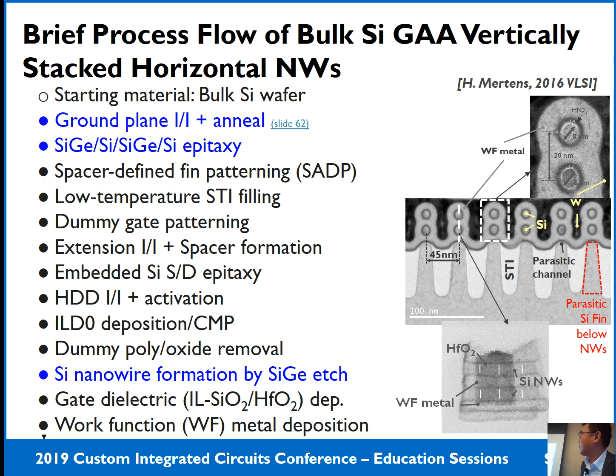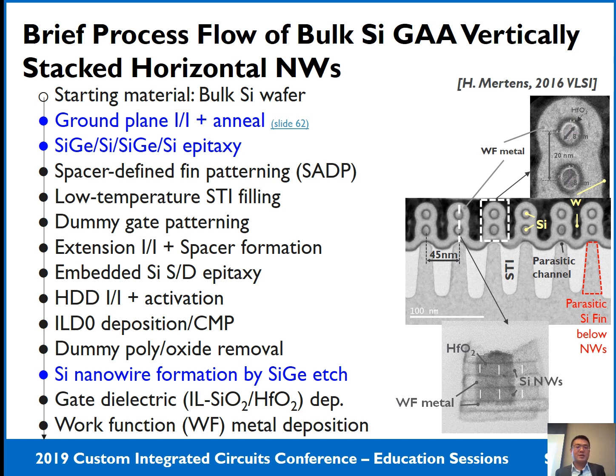So they are ground plane implant, the silicon germanium silicon germanium silicon epitaxial, and then the third one is a silicon nanowire formation. So the first process option is used to kill the parasitic channel at the top of the fin structure, just below these 2 silicon nanowires.